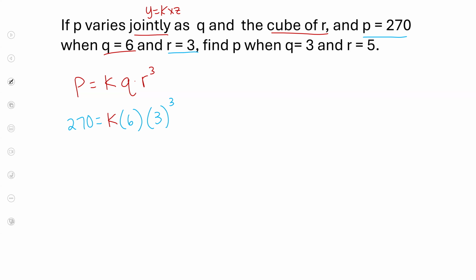Let's simplify this. I know 3 cubed, 3 times 3 times 3, is 27, times 6 times K equals 270. 6 times 27 is 162. And now I can divide both sides by 162.